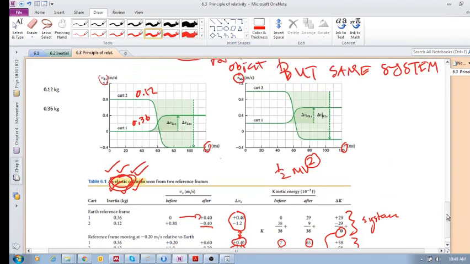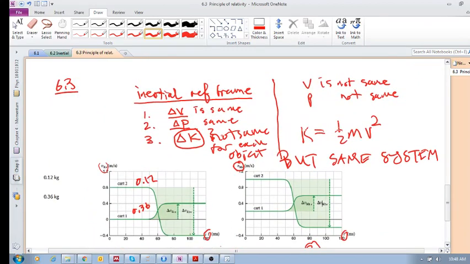But this is the point, guys. Delta K is not the same for each individual object in the way that delta V is the same for each individual object and delta P is the same for each individual object. But delta K is the same for the system, the entire system. Okay?